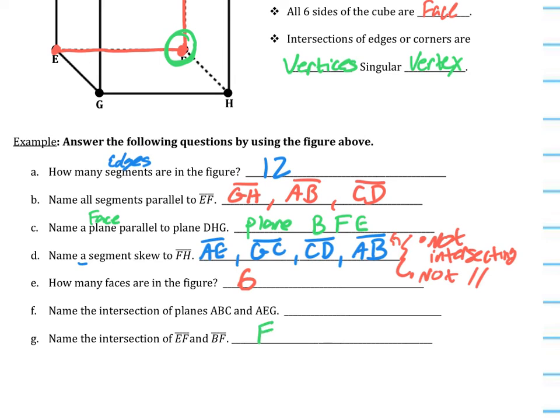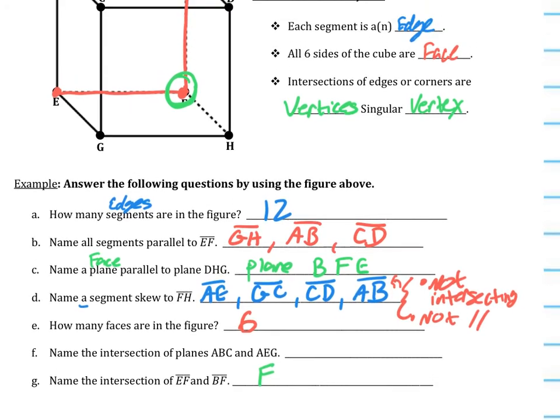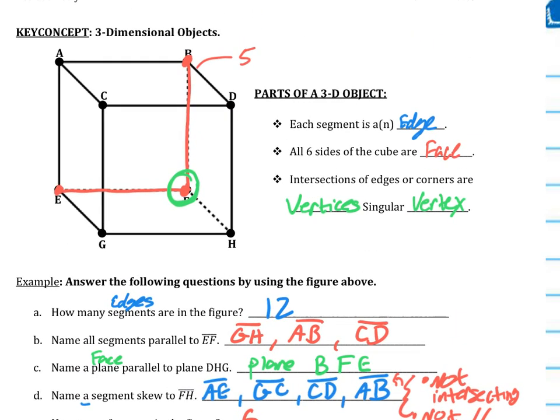Oop, I got ahead of myself. We did letter G before letter F here. Okay, so name the intersection of EF and BF. We did that last question. So now let's jump back up. Name the intersection of planes ABC and AEG. We're going to do the same thing. We're just going to go ahead and trace them on our figure to start.